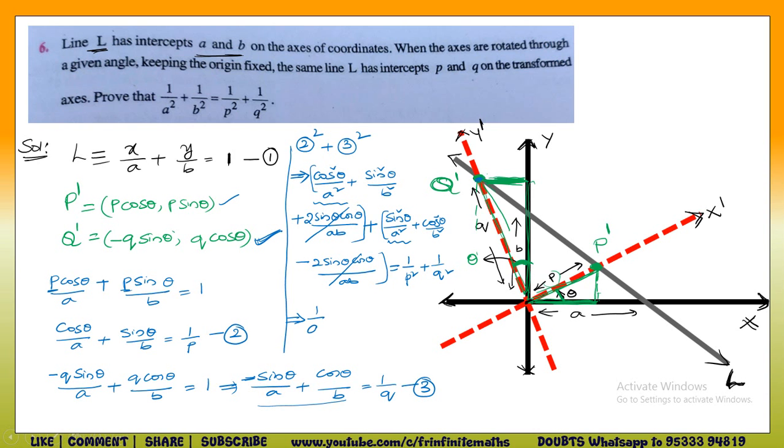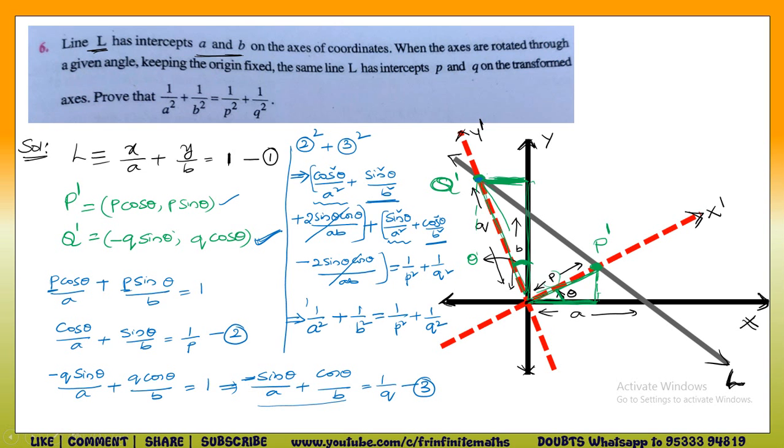So this becomes 1 by a square, plus here sin square theta by b square plus cos square theta by b square. b square is the LCM, so sin square theta plus cos square theta is 1. So 1 by a square plus 1 by b square is equal to 1 by p square plus 1 by q square, right?